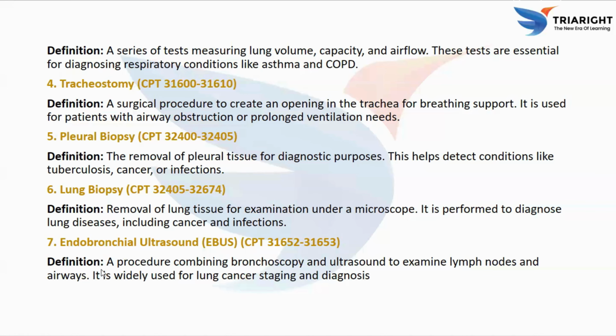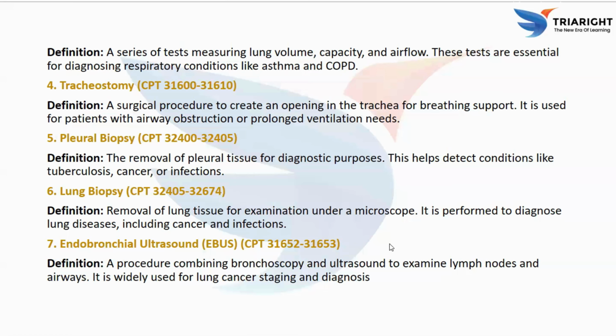And the seventh procedure is endobronchial ultrasound, EBUS. What it is, is a combination of bronchoscopy plus ultrasound. This is mainly used for examining the lymph nodes, lung cancer staging, and also guiding biopsies. Why is it important? Because it is minimally invasive, so very common in oncology cases. This is more advanced than a standard bronchoscopy. And endobronchial ultrasound often includes lymph node sampling.